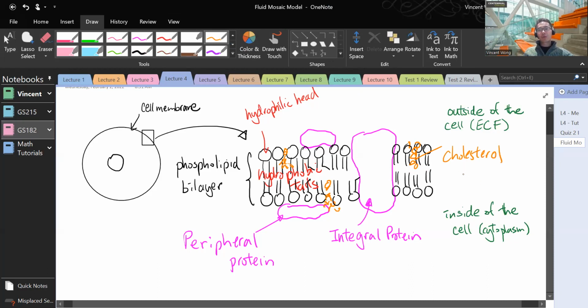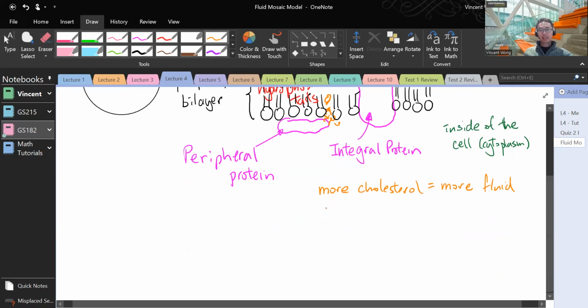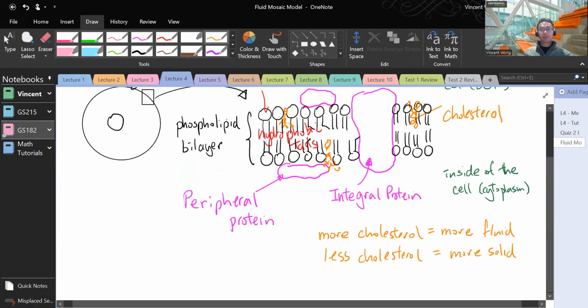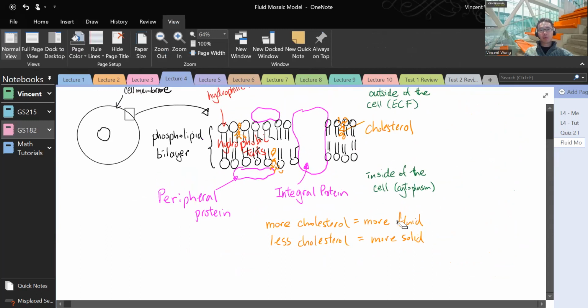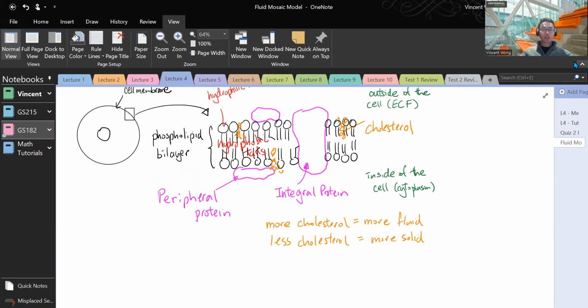And the more cholesterol you have in the cell membrane, the more fluid it will be. So more cholesterol equals more fluid, right? More liquidy, right? And then less cholesterol equals to more solid. So depending on the type of cells we are looking at, sometimes you want a little bit more cholesterol to make the membrane more fluid, and then sometimes you want less cholesterol to make the membrane more solid.